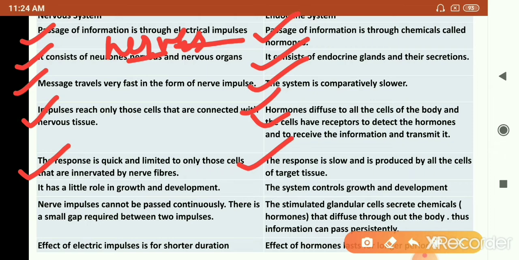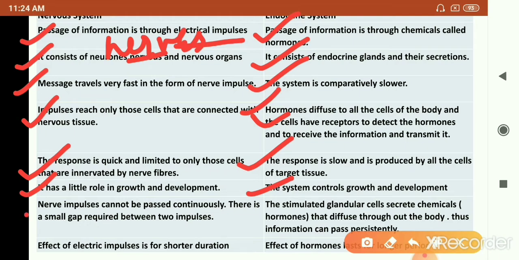But in case of hormonal system, the response is slower and is produced by all the cells of the target tissue, because every cell will receive hormones through the blood, because it's the blood which carries the hormones. Then the nervous system has very little role to play in growth and development of the body, right? But this control system, the hormonal system, has a very important role to play in growth and development of the body.